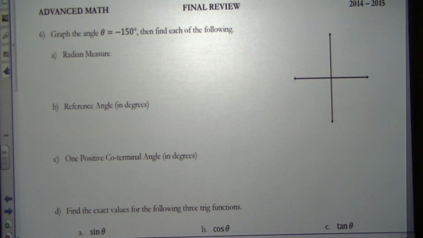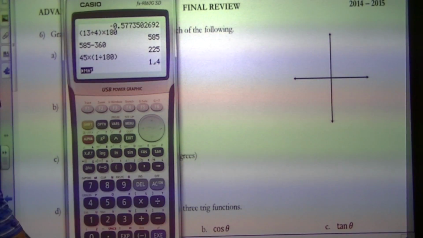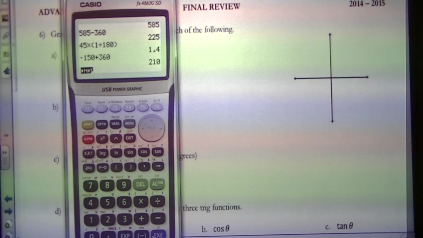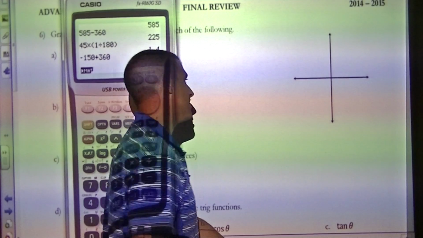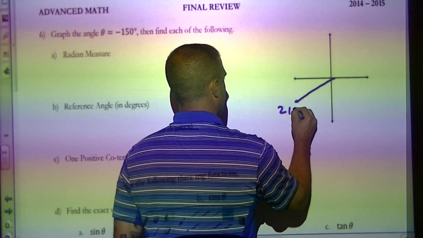Okay? All right, it says graph the angle negative 150 and find each of the following degrees. All right, well, what I'm going to do in doing that is I'm going to do negative 150 plus 360. That's going to give you an idea of where that is. That's 210. It's actually in the same quadrant. So 210 ends up being about right there.